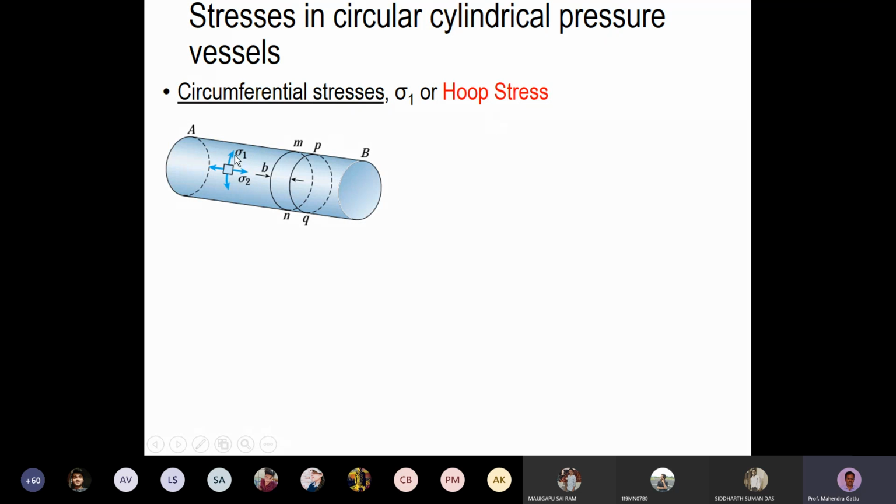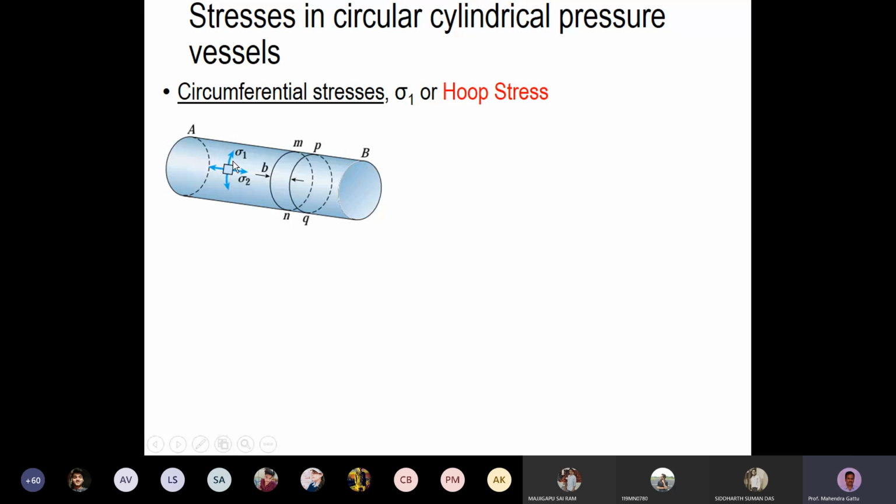So the circumferential stress or the hoop stress is this one, sigma 1. It acts along the tangent, along that circular area. And sigma 2 is the axial stress. It is also called the longitudinal stress. It acts along the length of the cylinder.